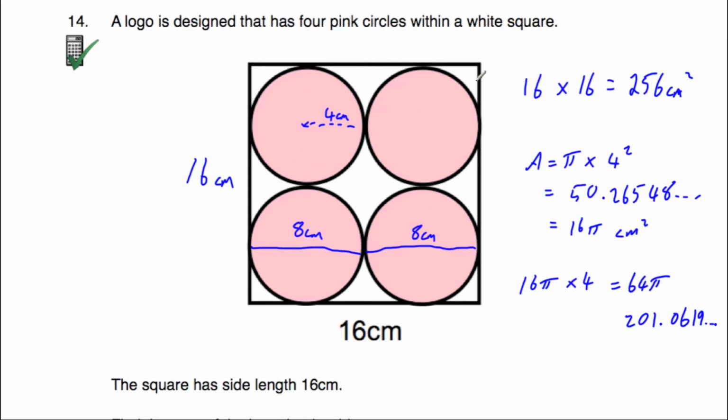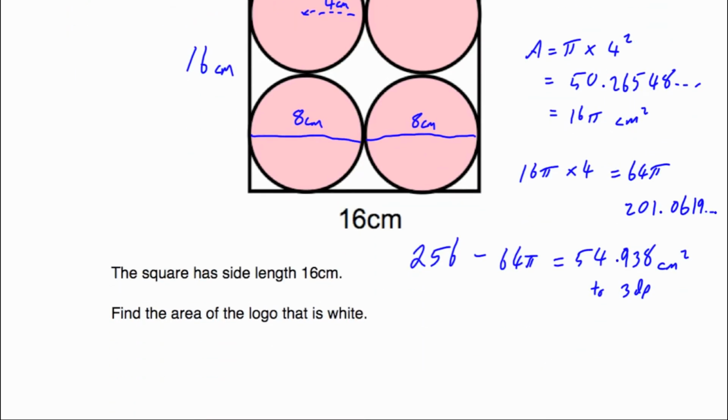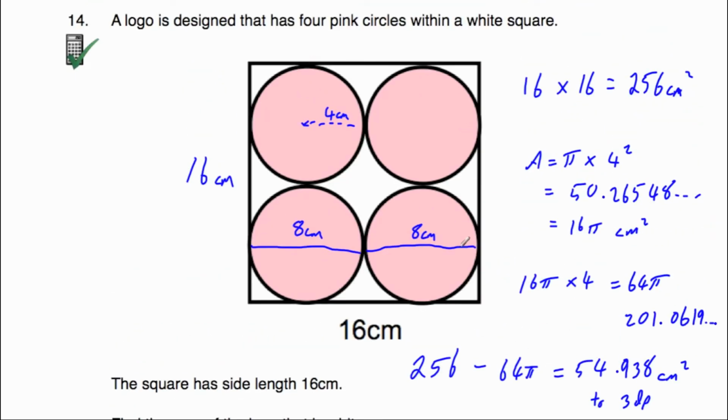So to find the area of the white regions, this is what's left over, if we take the area of the whole square, which is 256, and we take away 64 pi, or 201.0619 and so on, I'm actually just going to write 64 pi. And if I do 256 take away 64 pi, you get an answer of 54.938 centimeters squared to 3 decimal places. And if I just scroll down, the question didn't say to give it so many decimal places, that's fine. So the area of the logo that is white is 54.938 centimeters squared to 3 decimal places.